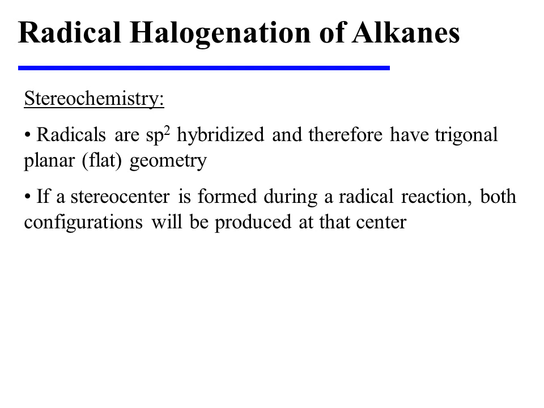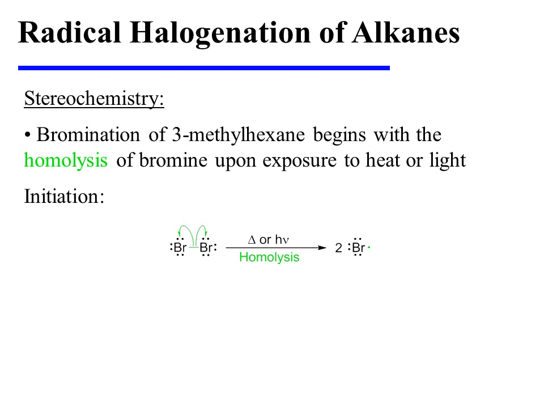Stereochemistry may be an issue during certain radical reactions, so it's important to recognize that radicals are sp2 hybridized and therefore have trigonal planar or flat geometry. Consequently, if a stereocenter is formed during a radical reaction, both configurations will be produced at that center.